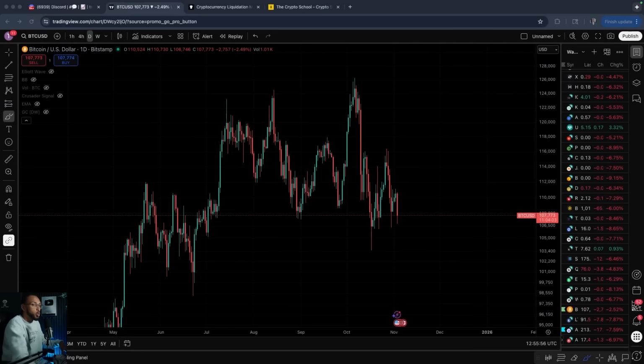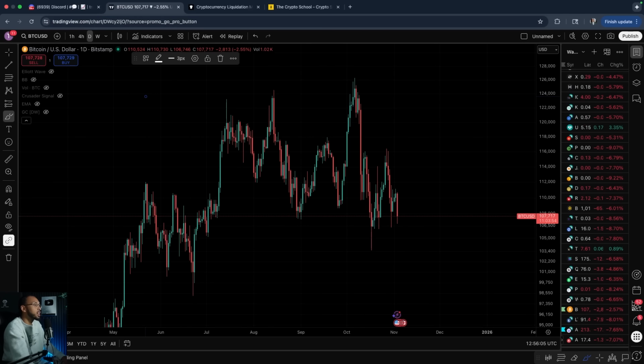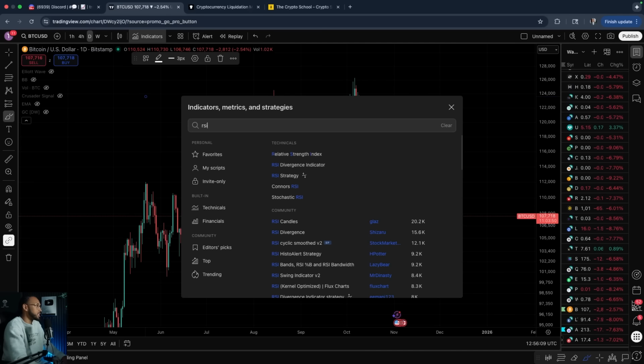So I don't want to waste your time at all. So let's jump into the charts and let's go over the very first one. Now, the first indicator that you need to learn as soon as possible is the RSI. And what you're going to do is you're going to head over to tradingview.com. You're going to select a chart. You're going to click indicators up here, and you're just simply going to type in RSI.